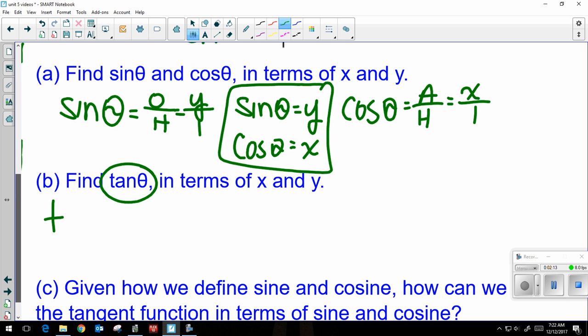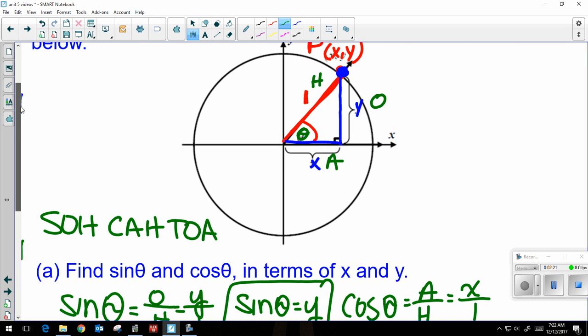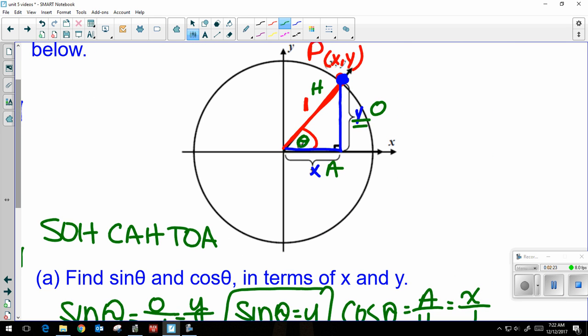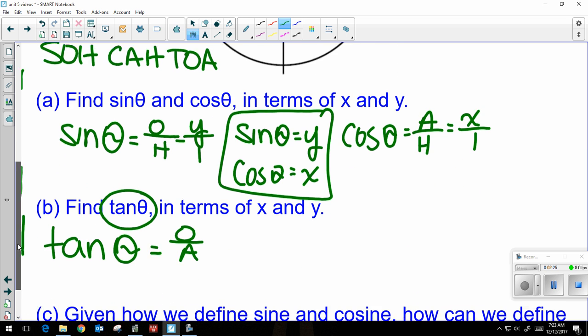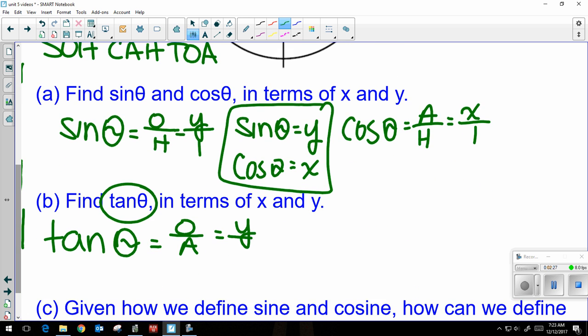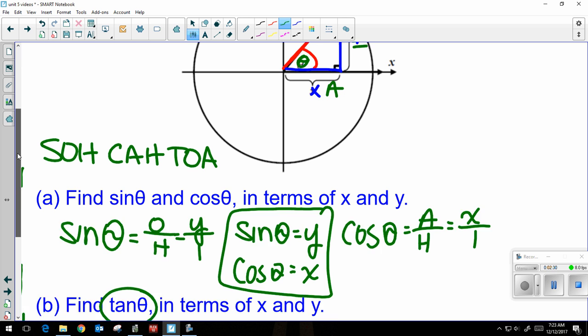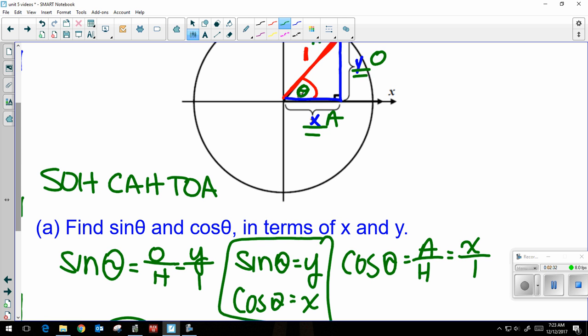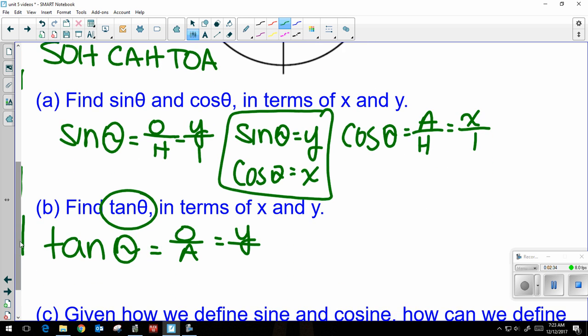So tangent theta is equal to opposite over adjacent. So if I go back to my diagram, my opposite is y, and my adjacent is x. So tan theta is equal to y over x.